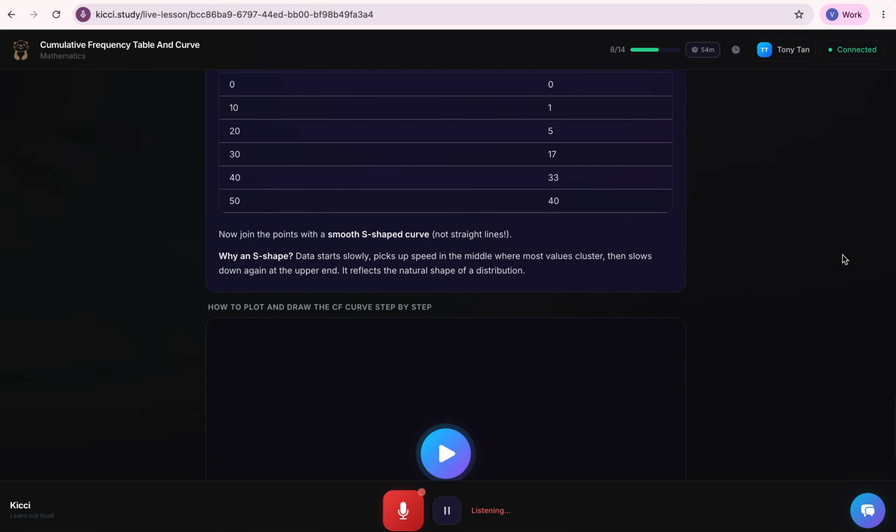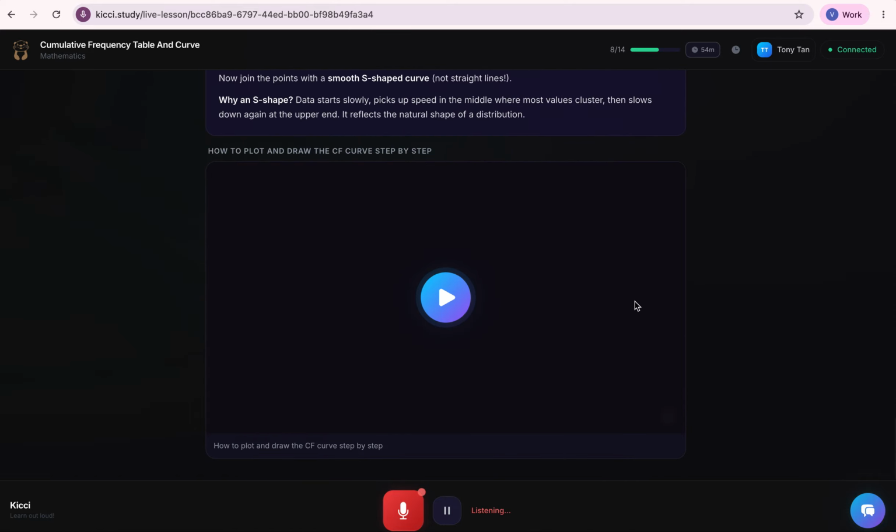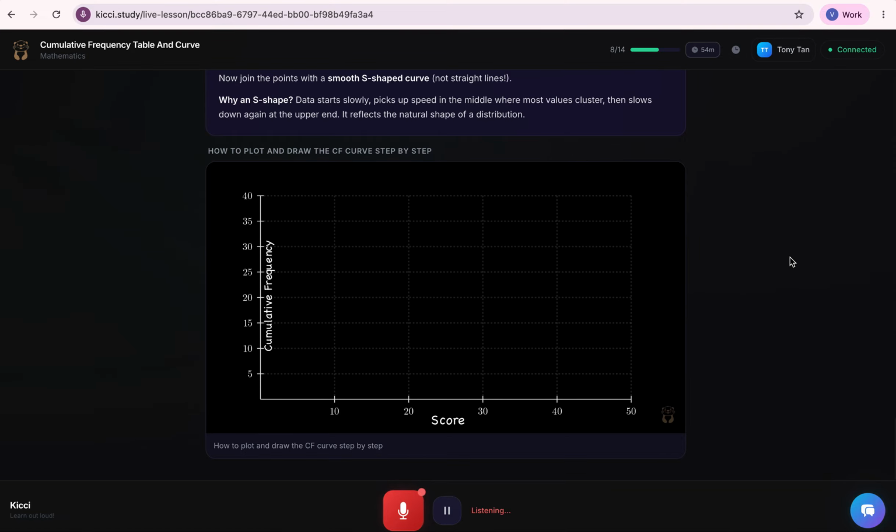Great. Now you can see how we plot that curve. The score is on the x-axis and the cumulative frequency is on the y-axis. We plot points using the upper boundary of each class interval. For example, at a score of 30, we plot the point (30, 17). Why the upper boundary? Because the cumulative frequency tells us how many students scored up to and including that score. Finally, we join the points with a smooth S-shaped curve, not straight lines. The shape reflects how data clusters in the middle. Do you see how the curve starts slowly, gets steeper, and then flattens out?